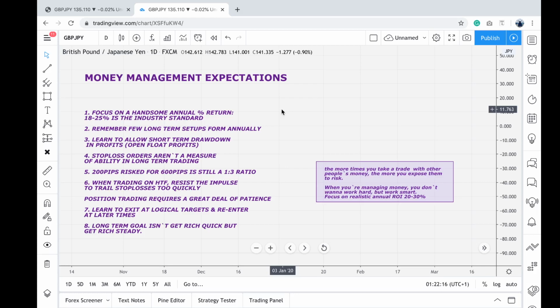Right. So number 4, stop loss orders having a measure of ability in long-term trading. So you can't go around boasting, oh, I had a 10 pip stop loss, I had a 40 pip stop loss, or I had a 50 pip stop loss, because those are not realistic numbers. Those are things that are not realistic when you're trading position trading or when you're trading swing trading. You want to open yourself up and allow the market to flow in line with what you want to see the market do. Okay? Give yourself room to breathe. Give your trades room to breathe.